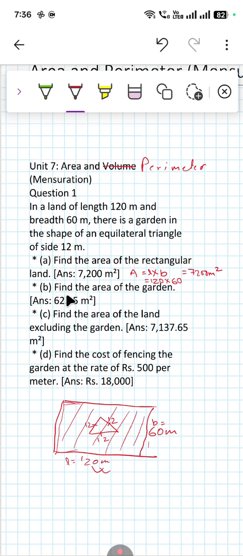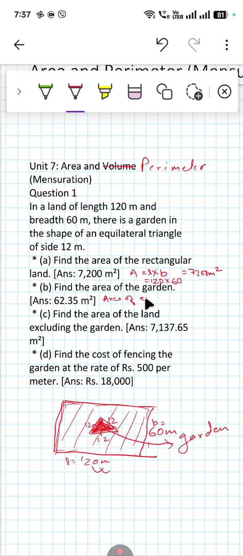Coming to question number B, find the area of the garden. So the garden is this one. Only this equilateral triangle is the garden. The red one is an equilateral triangle. This one is the garden, and this whole was the land. In that land there was a garden in the shape of an equilateral triangle, and we have to find the area of that garden. So area of the garden means area of equilateral triangle. Here we will use the formula of area of equilateral triangle.